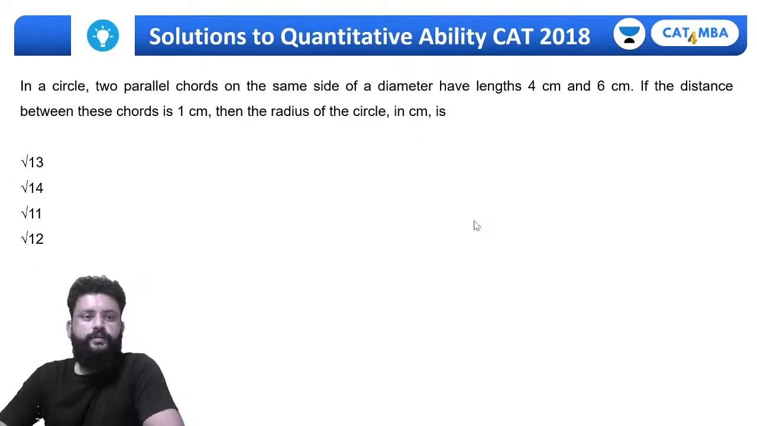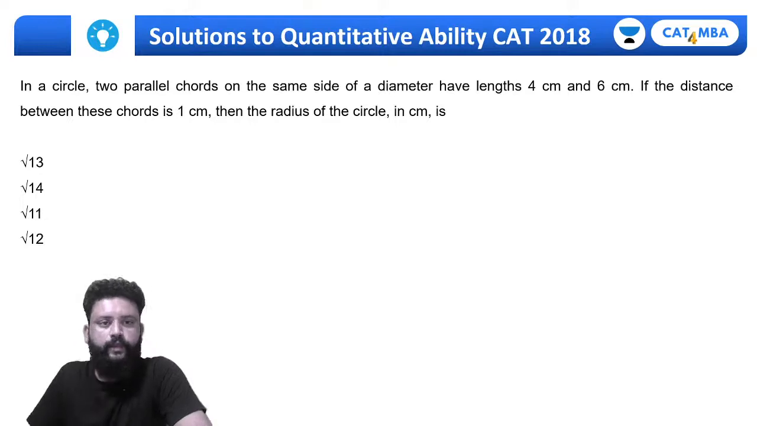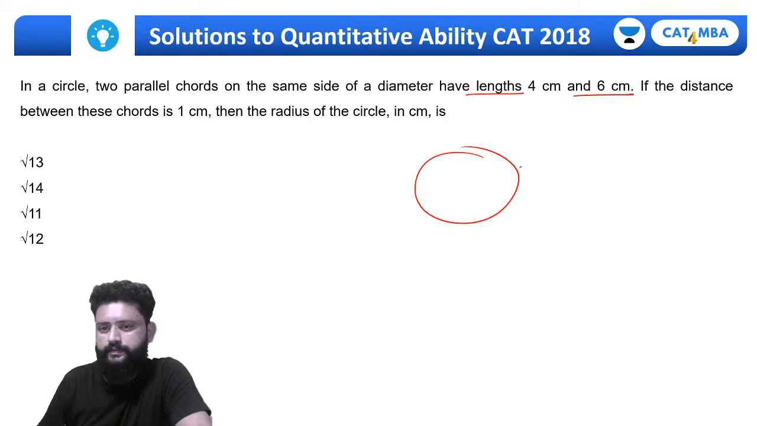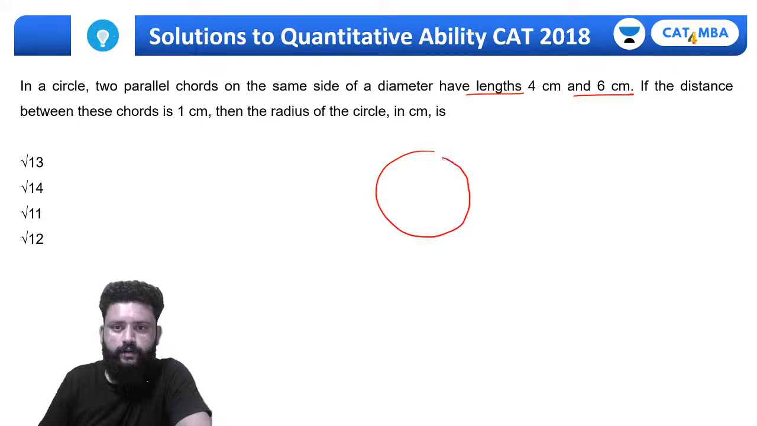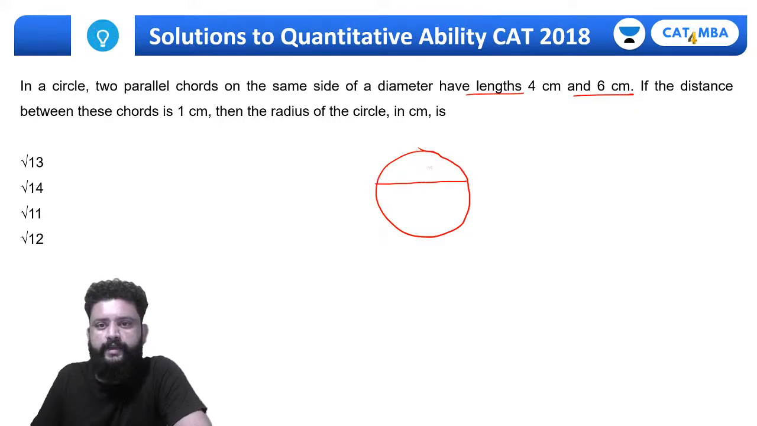Let's move to the next one. In a circle, two parallel chords on the same side of a diameter have lengths 4 centimeter and 6 centimeter. So this is a circle. There are two chords on the same side of the diameter.